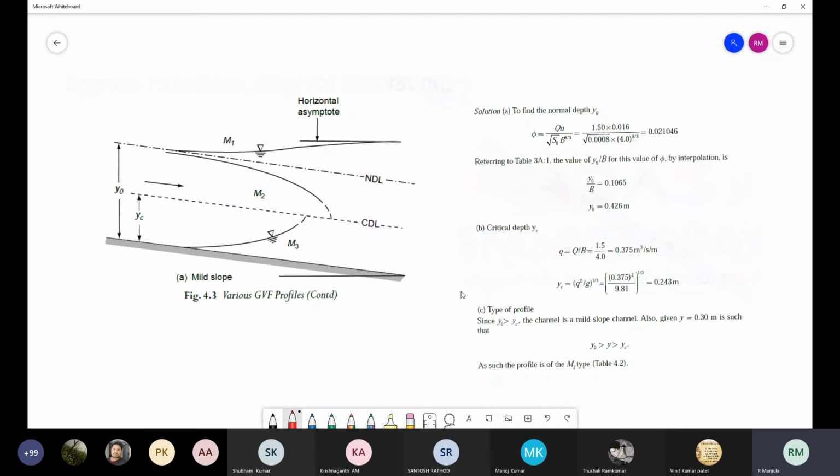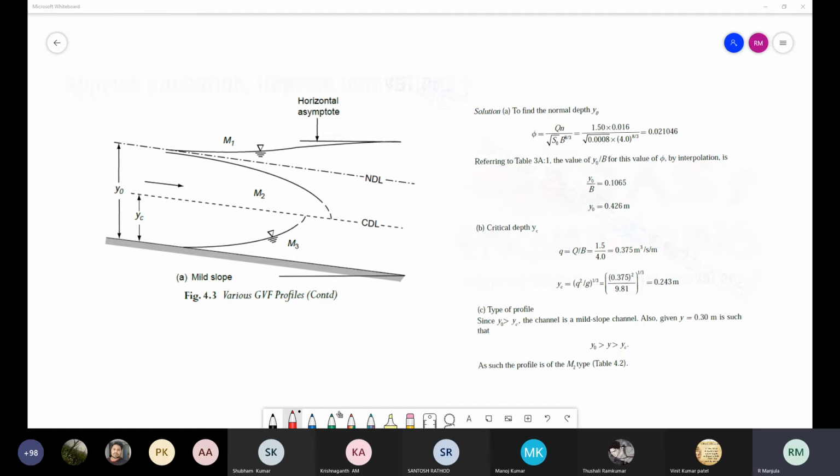Under mild slope profile, what is your Y? For the given problem, Y is given as 0.3 meter. So 0.3 meter, which lies in between the zone 2, that is in between NDL and CDL. So hence your Y naught is greater than Yc, hence it is a mild slope channel, and Y is 0.3 meter, which is greater than Yc but less than Y naught, hence it is an M2 profile. So you have classified the profile as M2 profile. Okay, and this is for a rectangular channel.